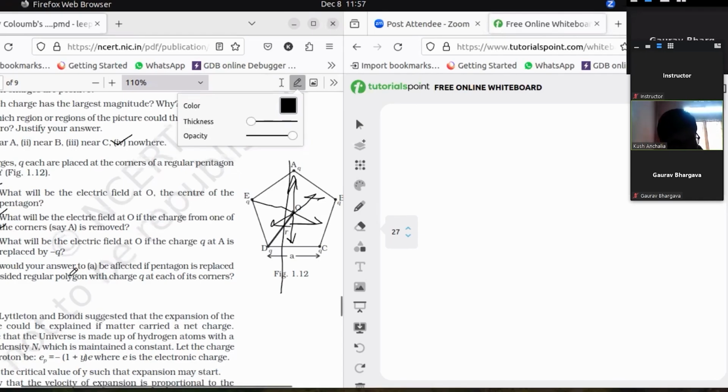How would I answer it? It depends on the n sides of the polygon, whether n is odd or even, that is the main thing. If n is odd, it is symmetrical and 0. If n is even, because only one will be there, it is KQ by R square.